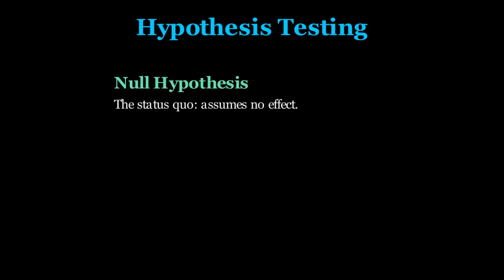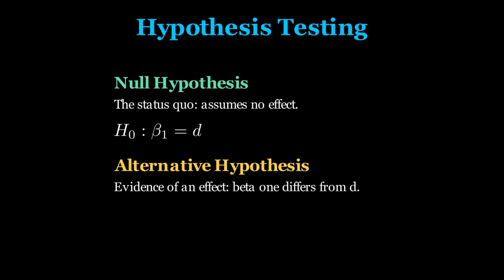The null hypothesis represents the status quo. It assumes the parameter, here beta 1, is equal to some specific value d. The alternative hypothesis represents evidence of an effect. It states that beta 1 is not equal to the hypothesized value d.